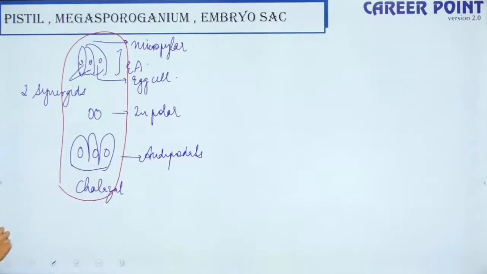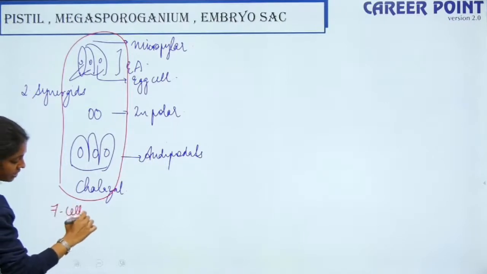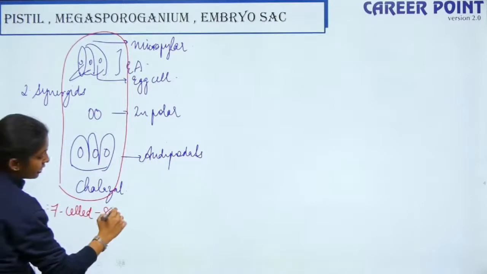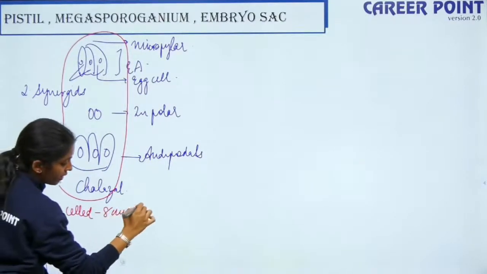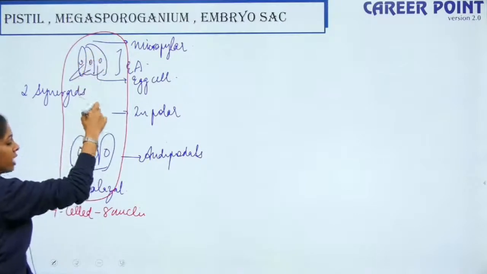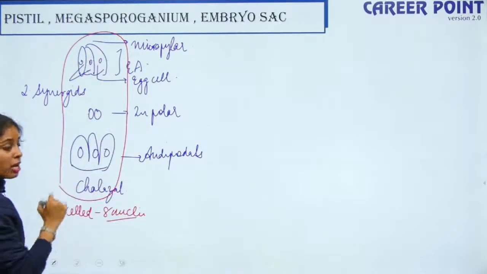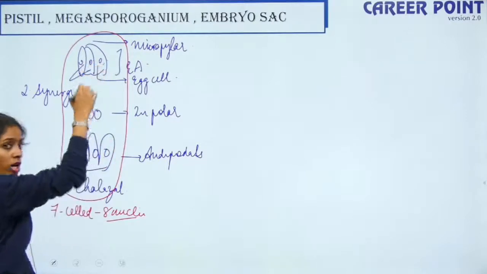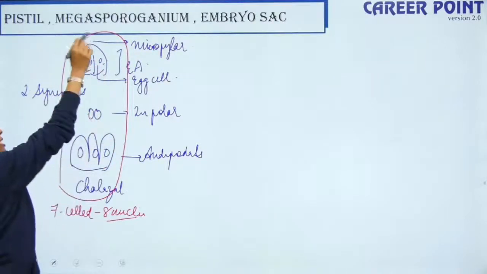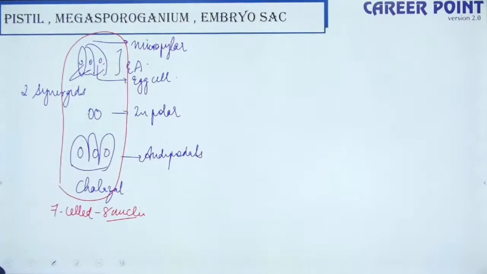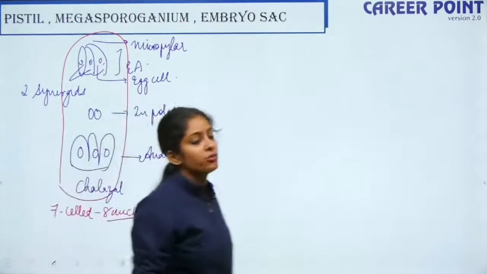So a mature embryo sac is 7-celled and consists of 8 nuclei. So 1, 2, 3, 4, 5, 6, 7, 8. So it is 8 nuclei. But why is it 7-celled? Because 6 cells are walled, but these 2 nuclei are present in this one large cell. So a mature embryo sac is 7-celled and has 8 nuclei.